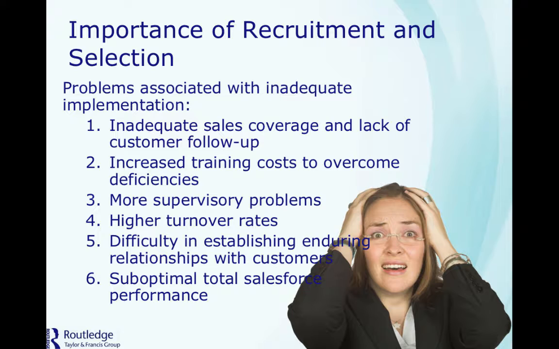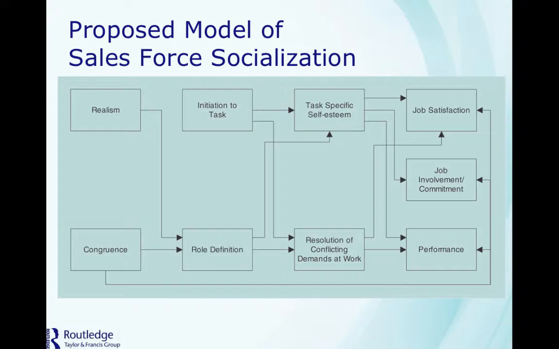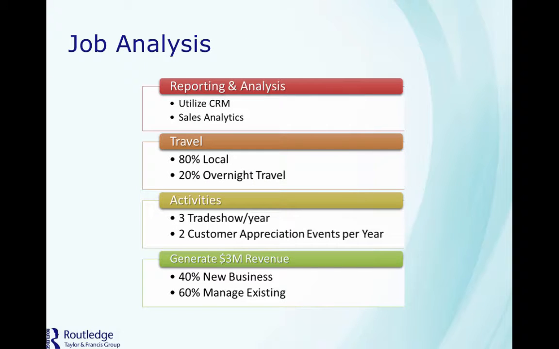Chapter 5, the recruitment and selection process, and some of the challenges associated with that. How some of the strategies for achieving realism and achieving congruence relate to salesforce socialization, and even this proposed model of salesforce socialization.